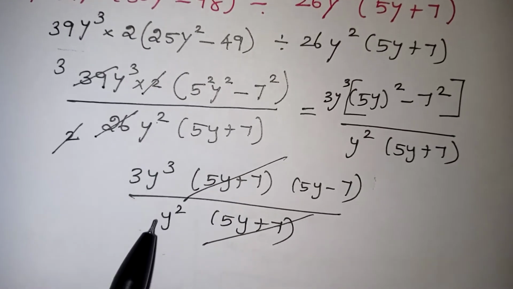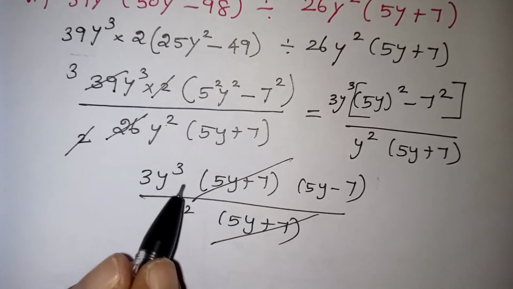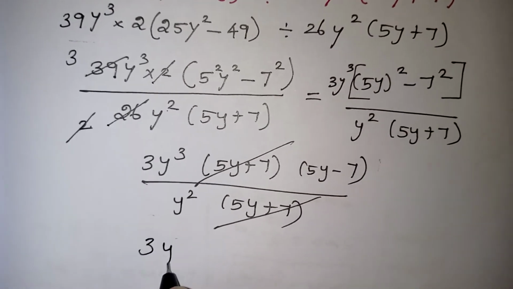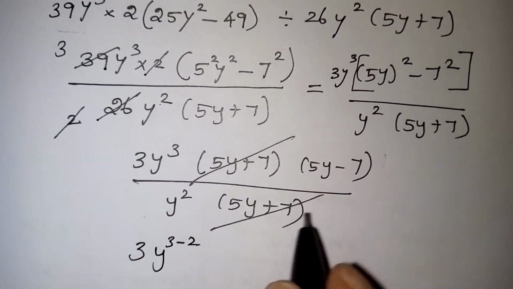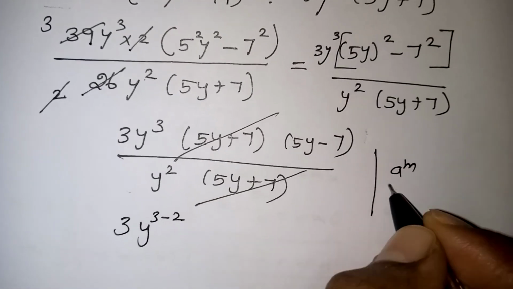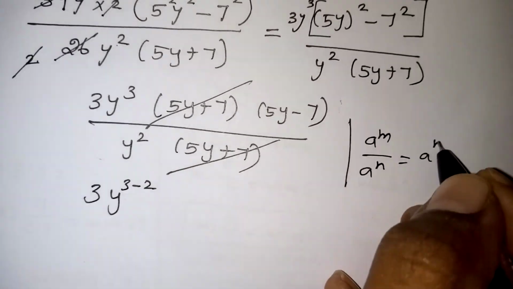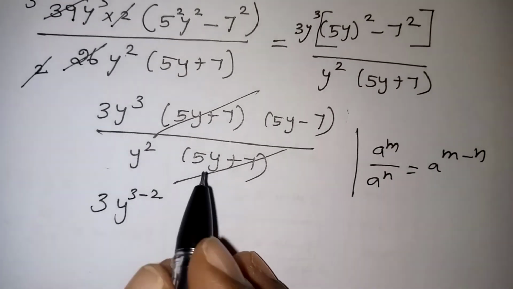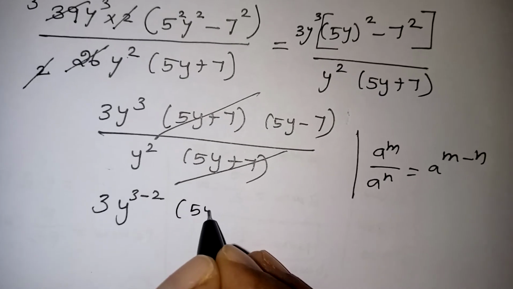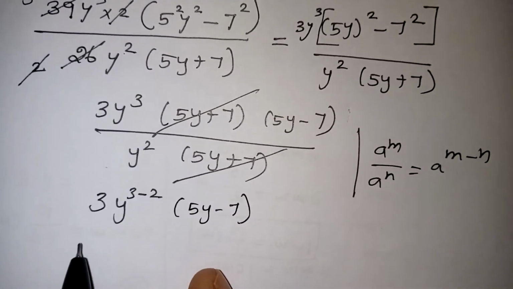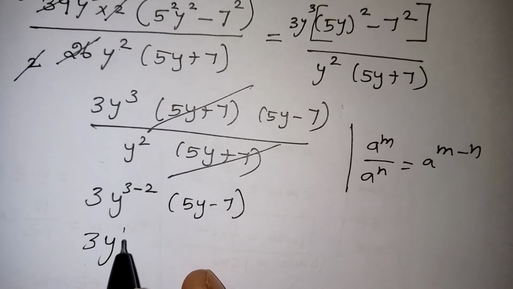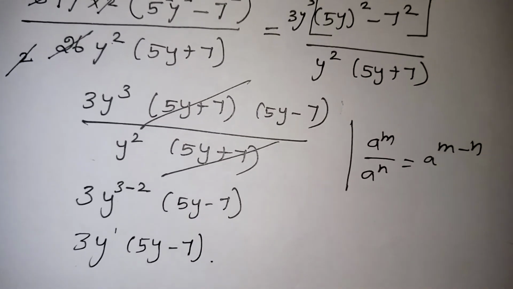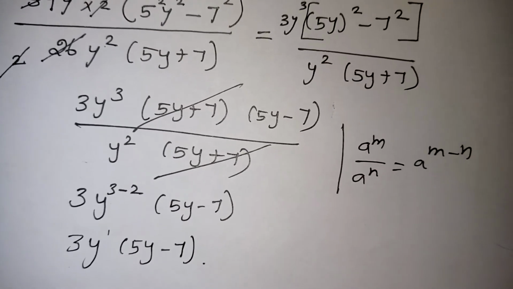Whenever we are getting the same base for the division, powers will get subtracted. So the answer will be 3 into y, 3 minus 2 we can write. This comes under the formula: a power m by a power n can be written as a power m minus n. Like this, y cube, y squared can be subtracted. The remaining answer is 5y minus 7. That is a pending term in the numerator. So 3y power 1, into (5y minus 7). That is your correct answer. Thank you for watching. If you like our video, subscribe to our channel for more videos.